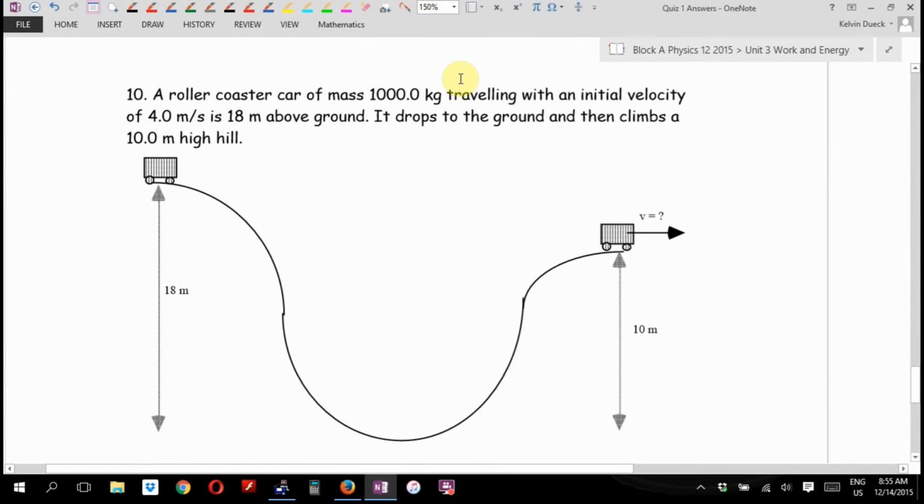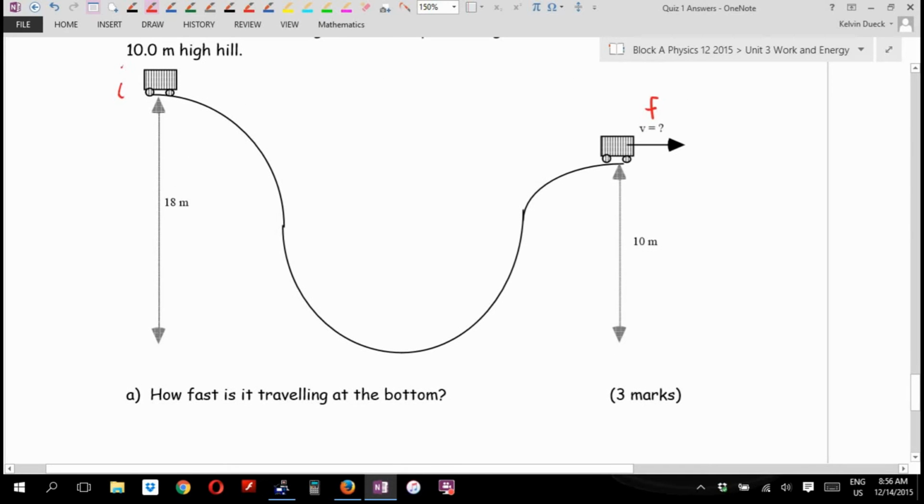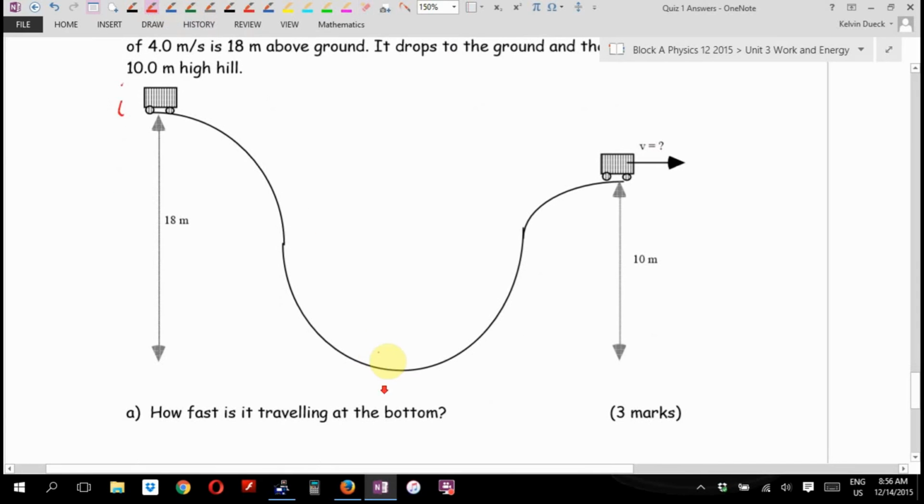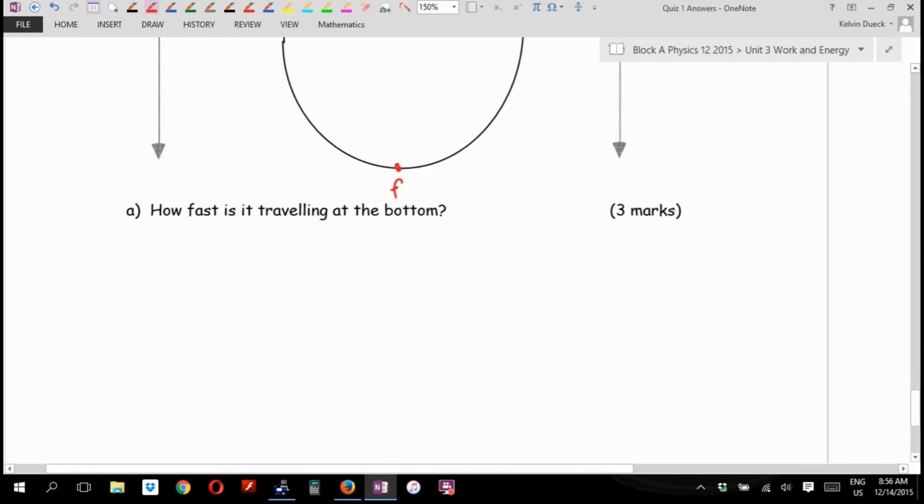Woohoo! Here we go. A roller coaster car of mass 1,000 kilograms, traveling with an initial velocity of 4 meters per second, is 18 meters above the ground. It drops to the ground and climbs a 10-meter high hill. So I guess this is going to be initial, and this is going to be final. How fast? Oh, wait a minute. No, in part A, that's final. Well, that's nice. How fast is it traveling at the bottom?